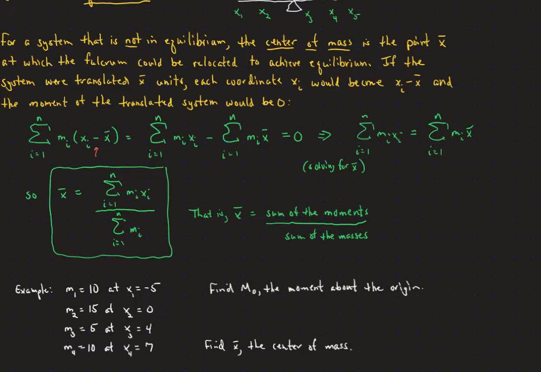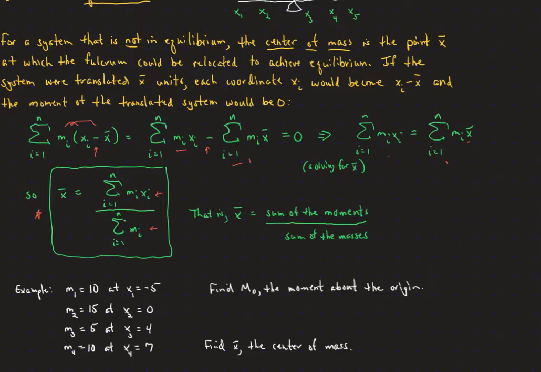And so if we distribute that, we get these two sums, and we want that to be 0 if the system is going to be in equilibrium. Then if we add this summation to the other side, we get this equation. We can factor out that x bar and then divide, and that leads us to here's how we're going to find x bar, the center of mass in a one-dimensional system. We're going to add up the moments, so it's the sum of all those moments divided by the sum of the masses.